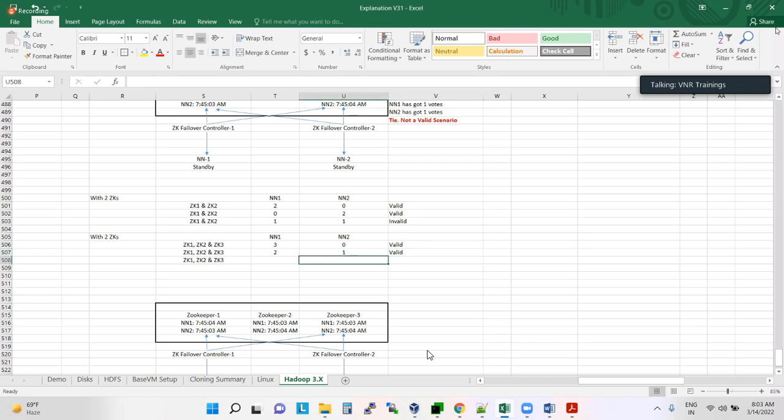Okay. This is also a valid scenario. Okay. And the third scenario. Okay. Name node 2. Name node 2. Also a valid scenario. Yes, sir.